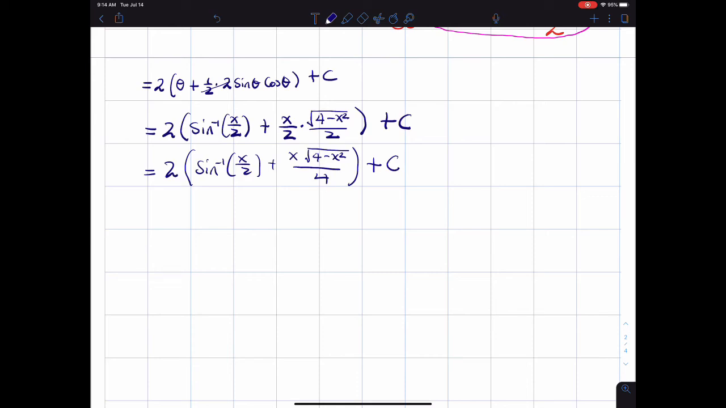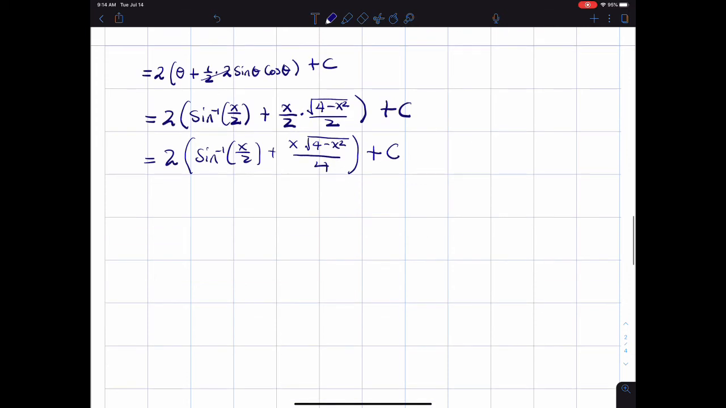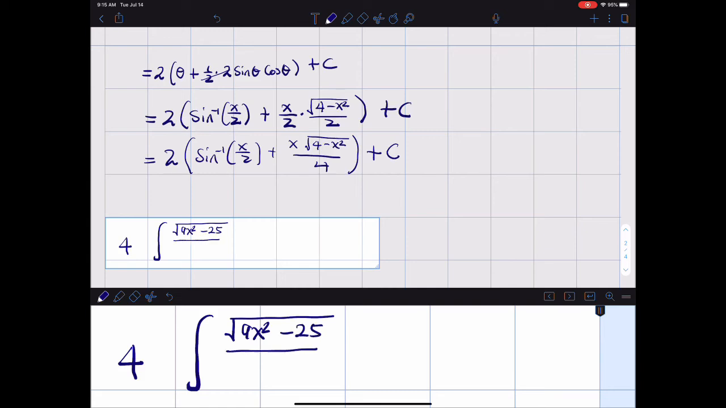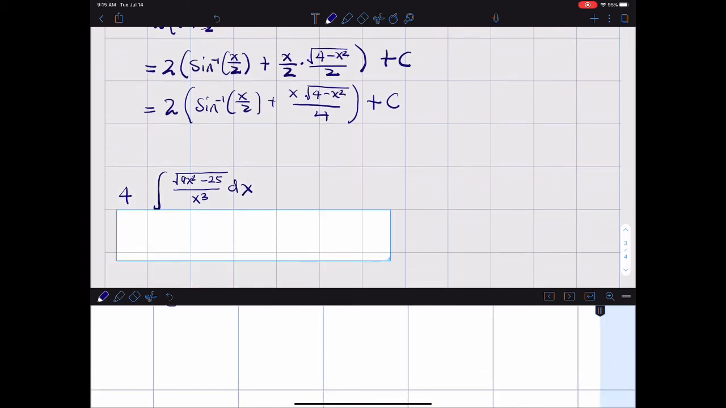Okay, so let's try this one. I'm going to start it off and let it be. So this is the integral of the square root of 9x squared minus 25, all over x cubed dx. Now, this is not quite easy to see, or maybe you see it already. Sometimes I don't see something and then I feel like everybody doesn't see it. I'm sure you've seen it.